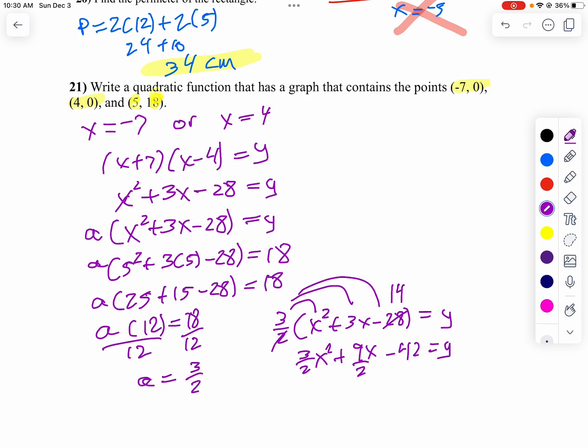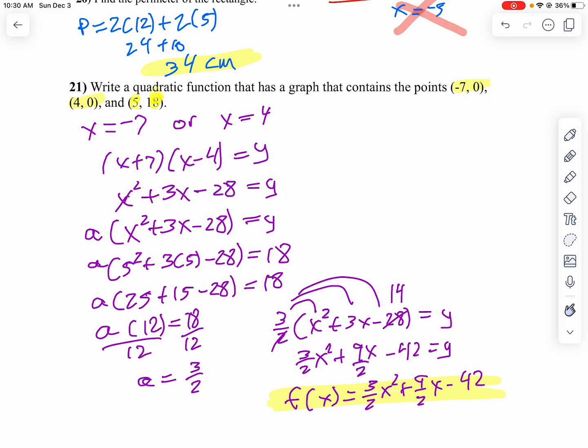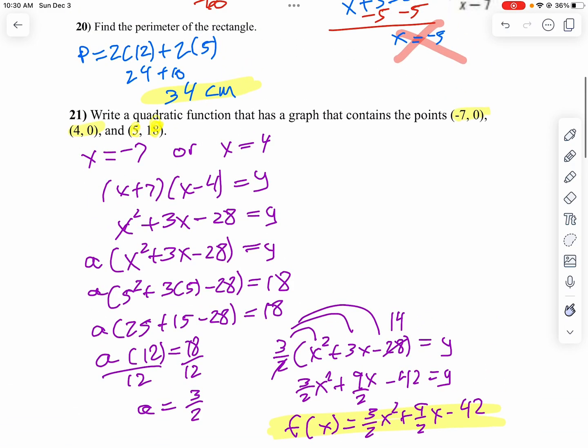And since this is a quadratic function, I think I'll put it in function notation. f of x equals 3 halves x squared plus 9 halves x minus 42 will give me my answer. And I do believe that's it for the first page.